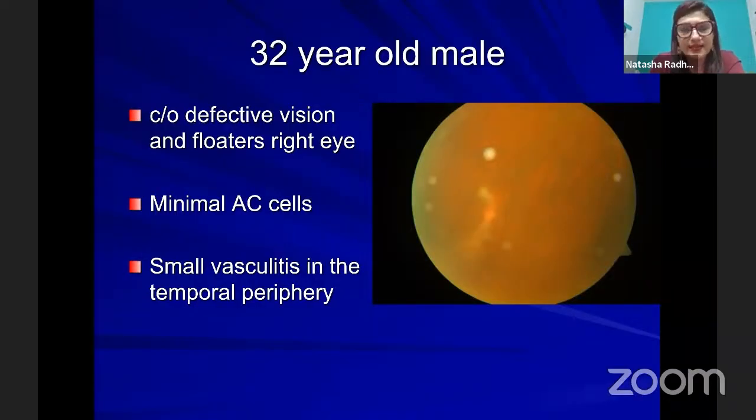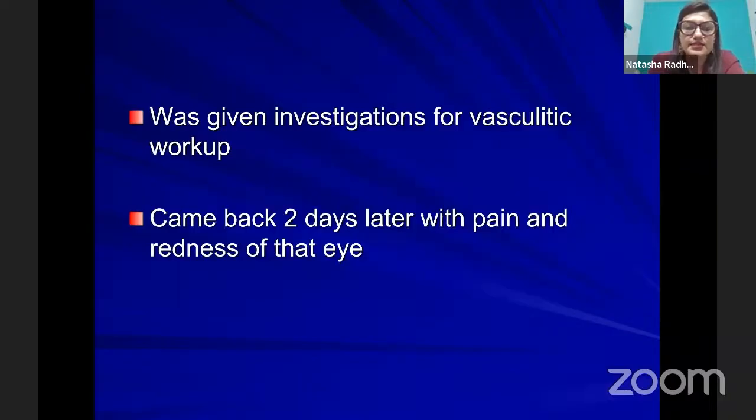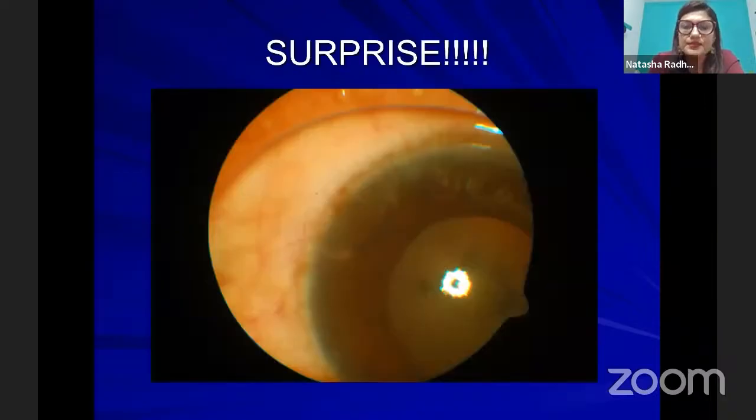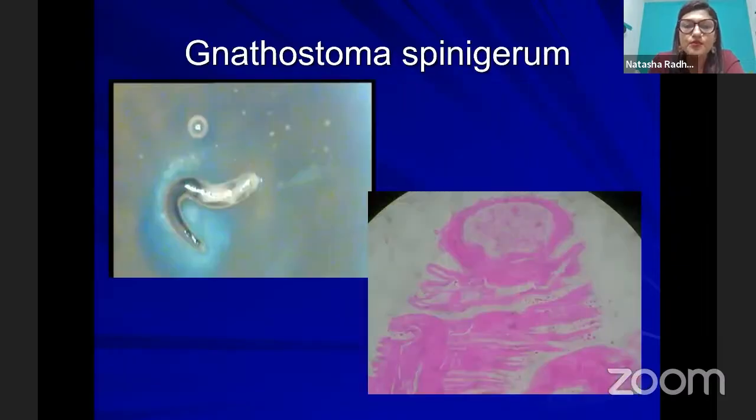This patient is a surprise. 32-year-old male presented to us with defective vision and floaters with minimal AC cells. There was a small vasculitis in the temporal periphery, but we couldn't really see anything else. And we sent for the routine investigations, came back 2 days later with pain and redness in that eye. And there was a surprise in the anterior chamber. It was a worm that, when removed, was a gnathostoma spinigerum.